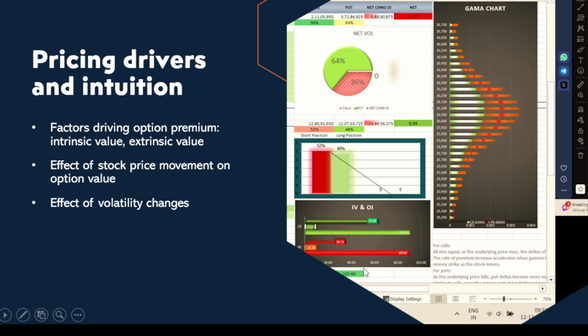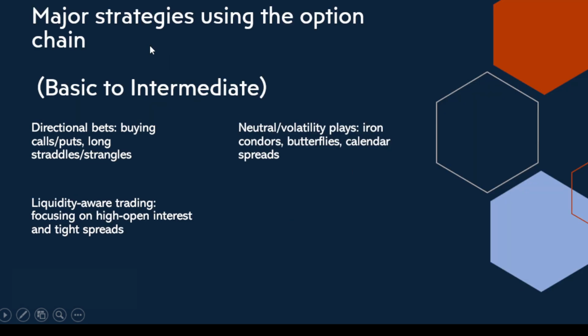So this is the major factor involved in moving the pricing of any particular stock on options value. So what are the major strategies that use the option chain? Basic to intermediate, we can understand the directional bet. If we are betting on the buying side, we have to buy calls and puts, and as we can see the longs, the straddles and strangles. And for liquidity, we are trading by focusing on high open interest and tight spreads.